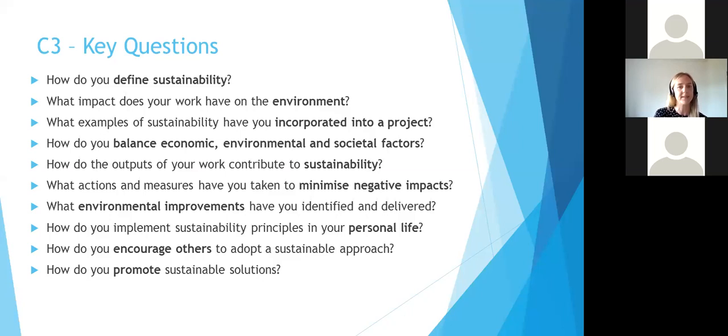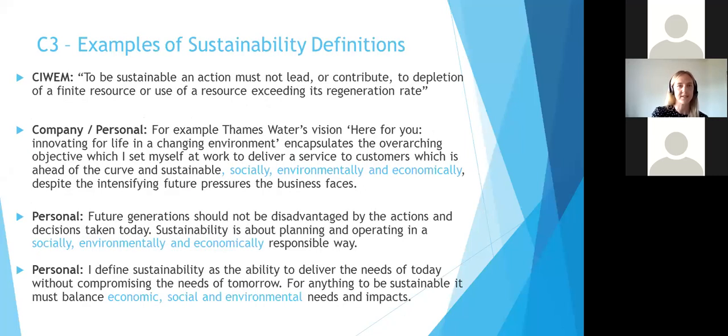How do you implement sustainability principles in your personal life? How do you encourage others to adopt a sustainable approach? And how do you promote sustainable solutions? So that's how you're personally implementing sustainability principles and then also encouraging and promoting them to others. We'll break those key questions down with some examples.